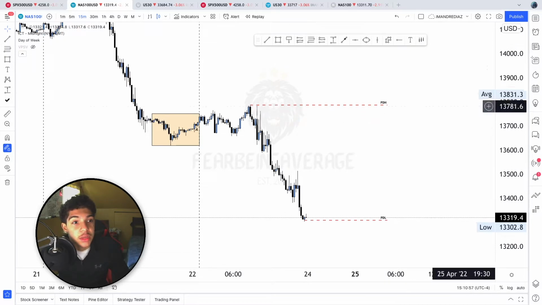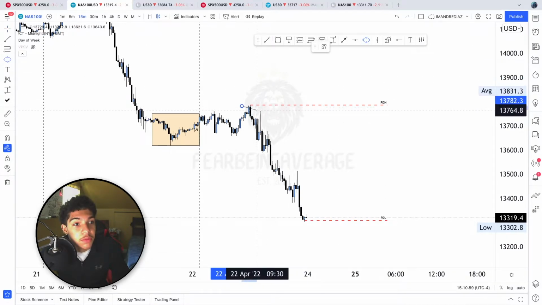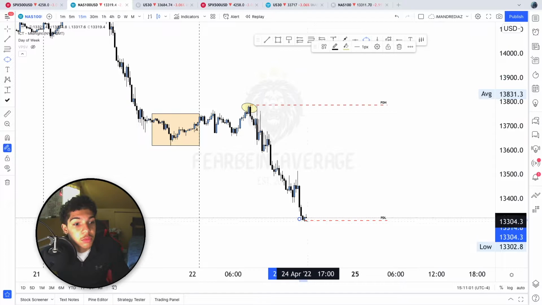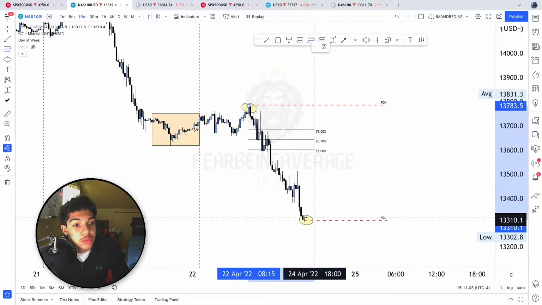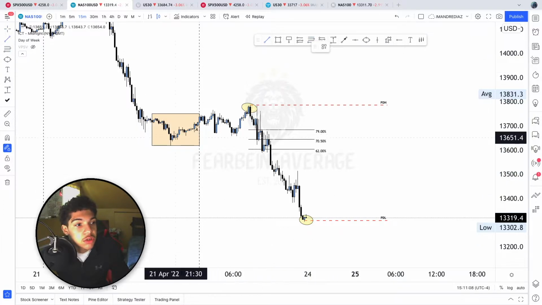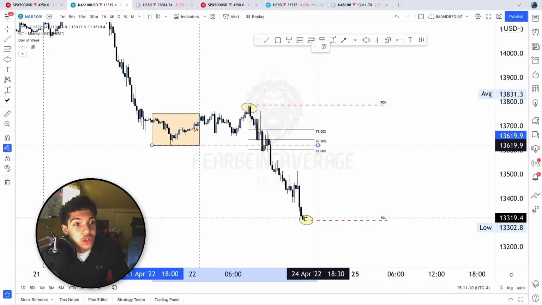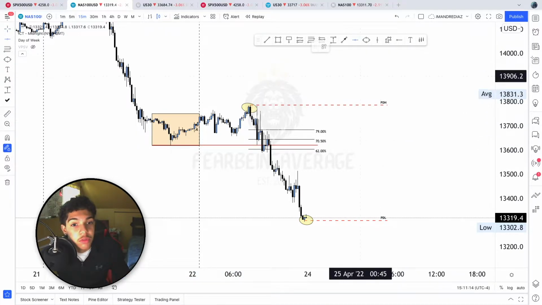So now what can we anticipate? What I'm going to do is I'm going to draw a fib from the previous day's high to the previous day's low, and I'm going to see where I can potentially map out a retracement to. First thing I notice is we have this Asian range low in confluence with this fib we have right here. And now we're going to look for potential price area in here.